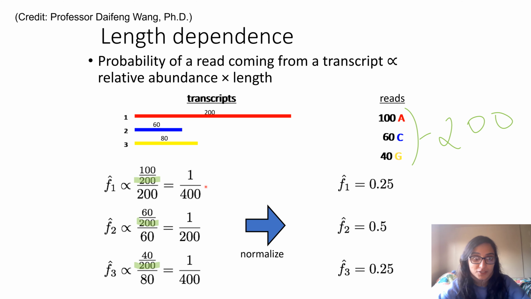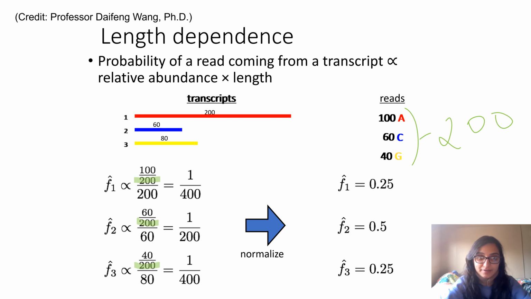Then we also have to look at the transcript length. For 1, it's 200. That's where the 200 comes in the denominator. For 2, it's 60. So that's where this comes from. And for 3, it's 80. So that's where this comes from over here.